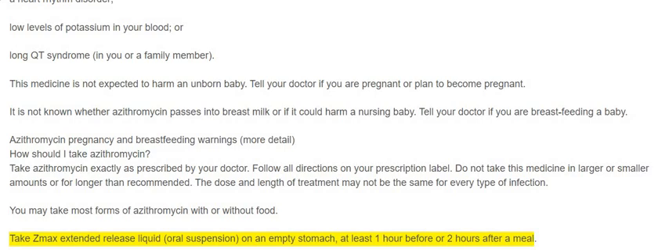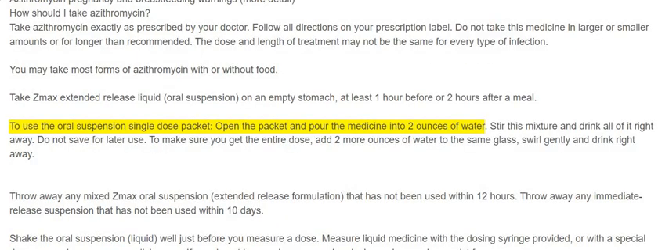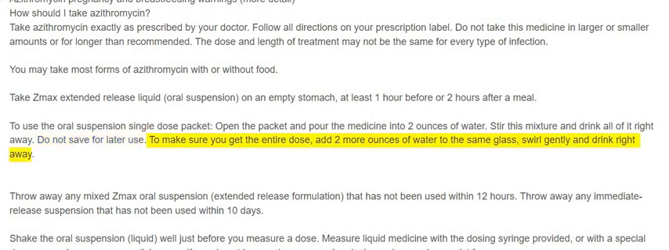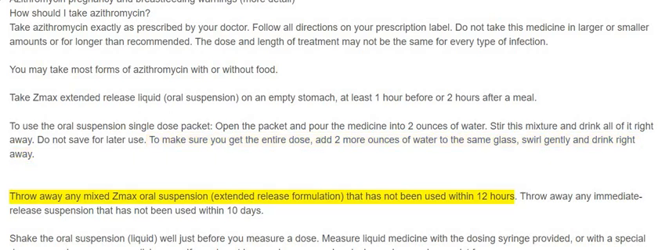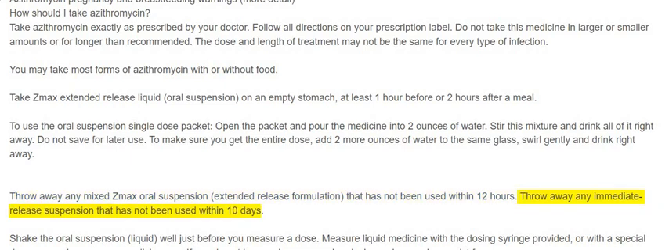Take Z-Max extended release liquid, oral suspension, on an empty stomach, at least 1 hour before or 2 hours after a meal. To use the oral suspension single dose packet, open the packet and pour the medicine into 2 ounces of water. Stir this mixture and drink all of it right away. Do not save for later use. To make sure you get the entire dose, add 2 more ounces of water to the same glass, swirl gently and drink right away. Throw away any mixed Z-Max oral suspension, extended release formulation, that has not been used within 12 hours. Throw away any immediate release suspension that has not been used within 10 days.